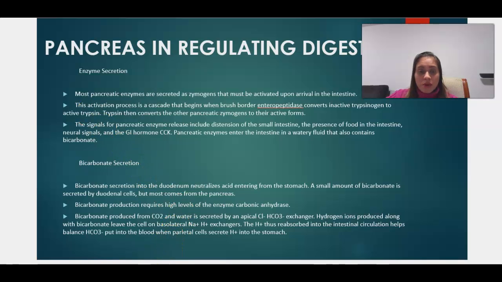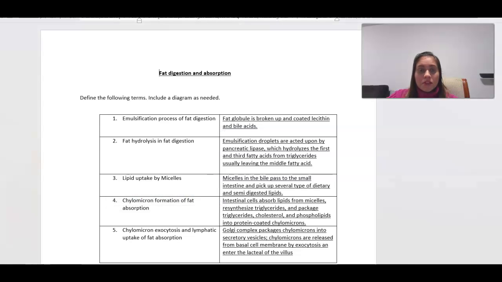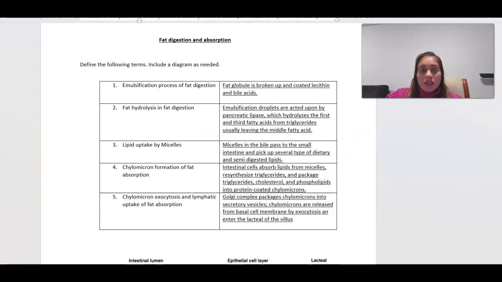And let's move to my assignment. It's about fat digestion and absorption. I want to do the terms, which means defining the following terms, and if a diagram is included, that would be nice. All the terms can be seen here.